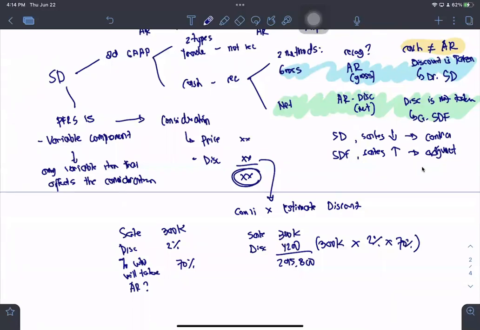Under PFRS 15, if you are to recognize the amount of the receivable or the amount of the sales revenue, you treat the sales discount as a variable component. That variable component will decrease the amount of our price. So price less the discount.